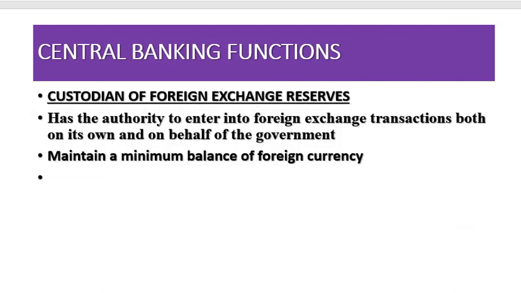It is also the custodian of foreign exchange reserve. It maintains a minimum balance of foreign currency reserve with itself. It has the authority to enter into foreign exchange transactions both on its own and on behalf of the government.